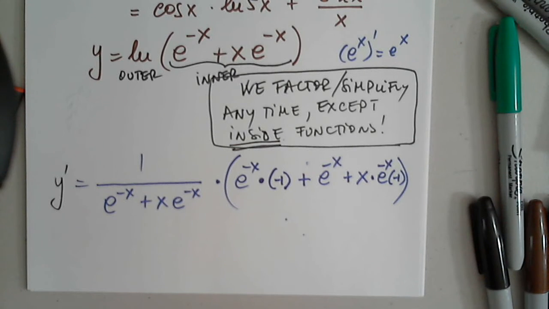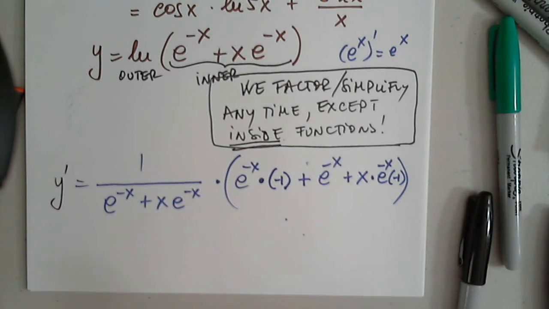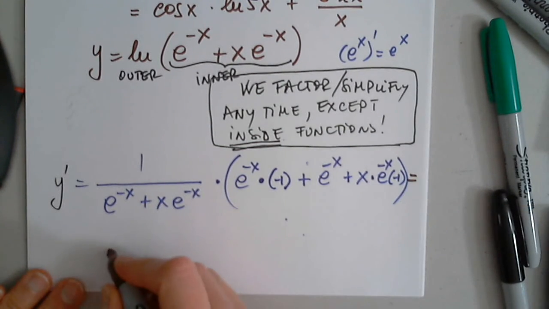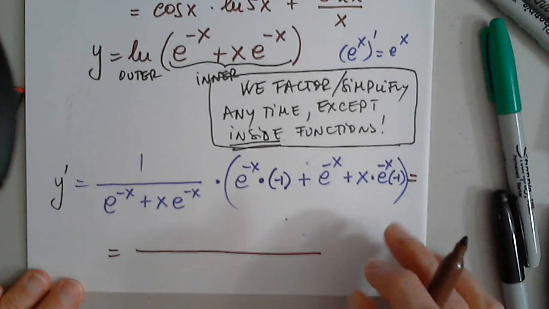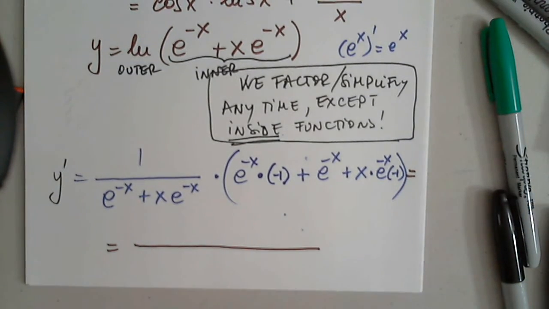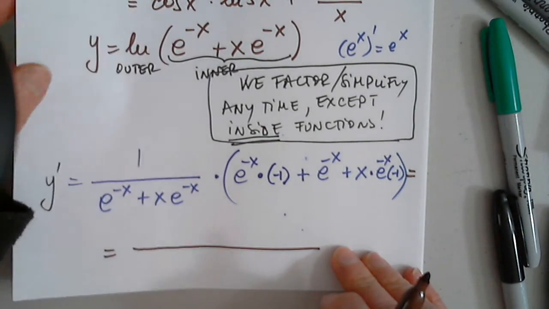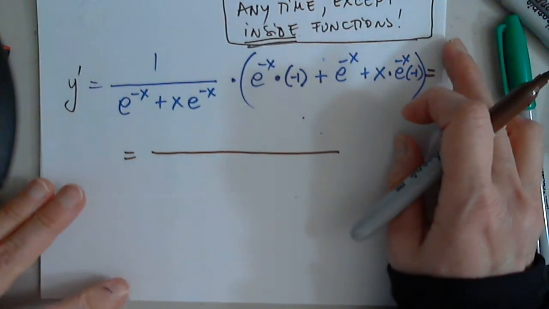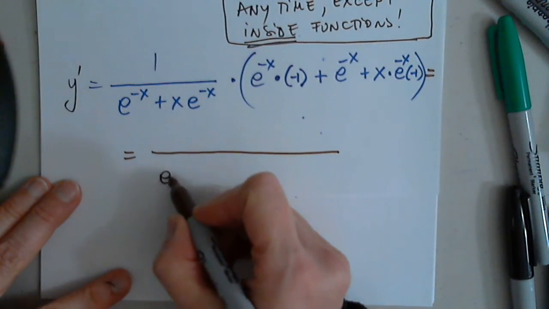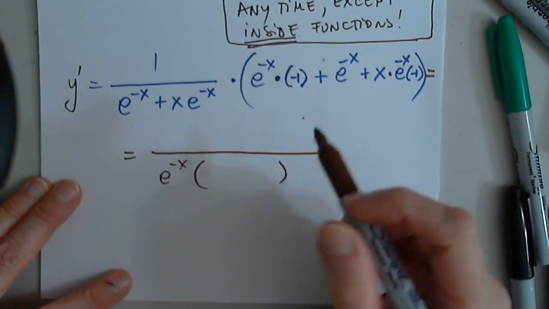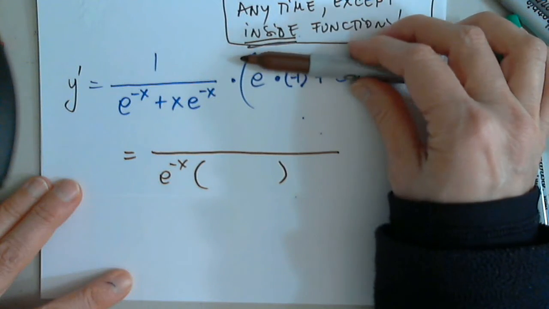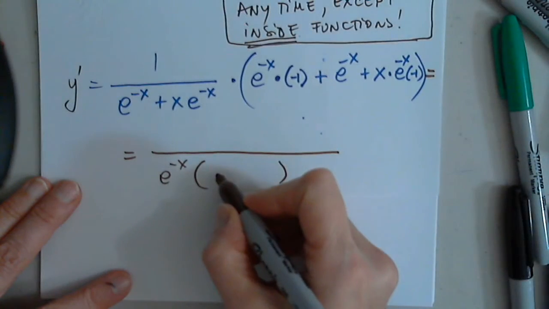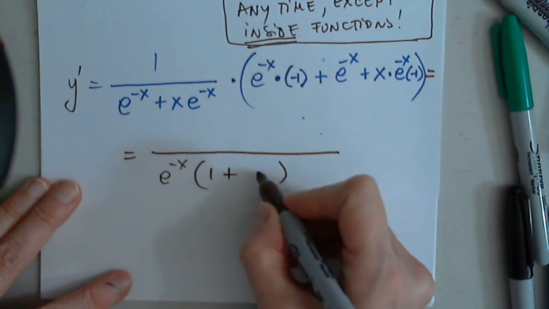Everyone okay with this? Yes? Okay. Now, because e to negative x is not inside a function anymore, I will do what was suggested. He knows I love simplifying and factoring. So e to negative x comes out from the denominator. Leave the numerator for a moment. Tell me what is left in the denominator. 1 plus x. That's it.